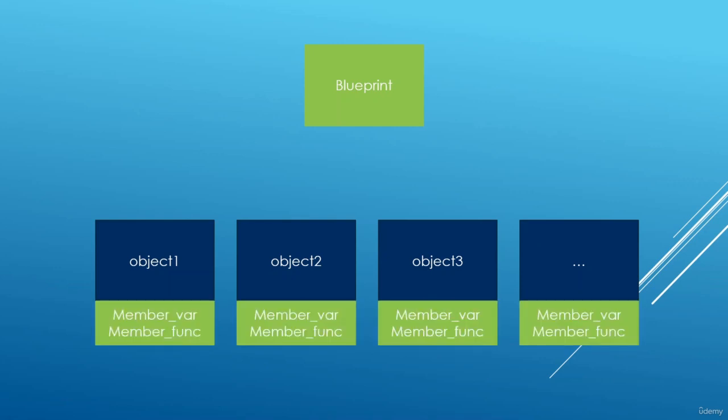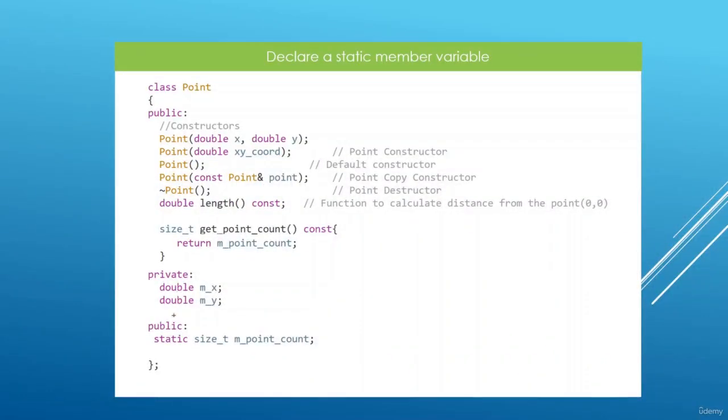But we have seen that it is possible to set up members that are associated with the class blueprint itself. For example, we could set up member variables and member functions that are tied to the class blueprint, and we saw how these things could work. To be specific, we saw that you can set up static member variables by prepending the static keyword in front of the member variable. And when you do this, the member variable is associated with the class itself. It is no longer associated with class objects.